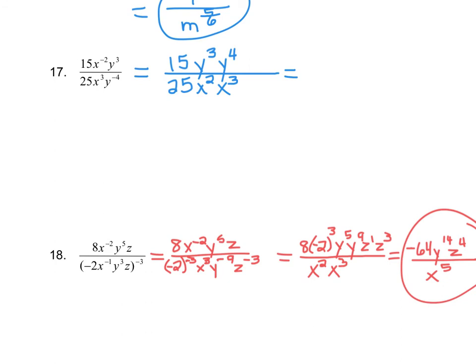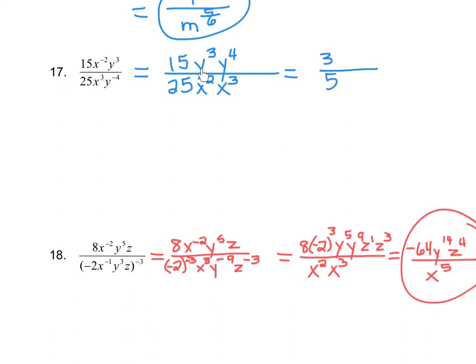All right, so now let's simplify. 15 over 25. Well, both of those numbers are divisible by 5. So 15 divided by 5 is 3, and 25 divided by 5 is 5. So 15 over 25 would simplify to 3/5. So put a 3 on top and a 5 on bottom.